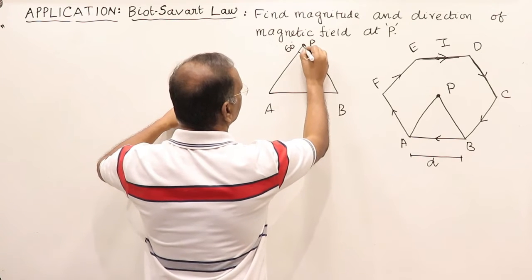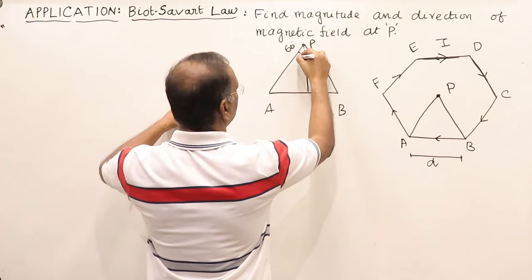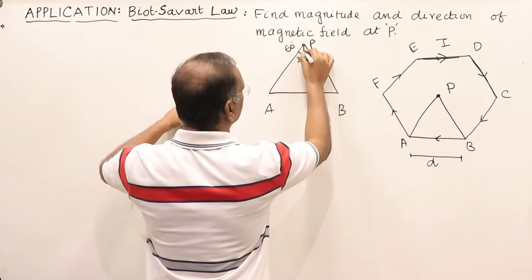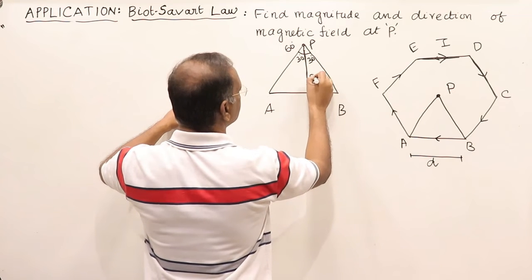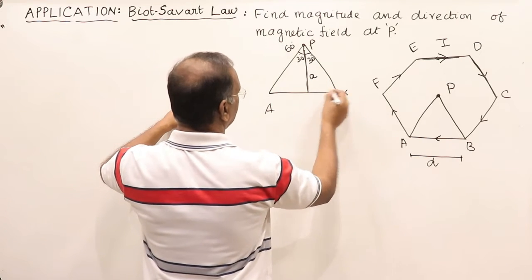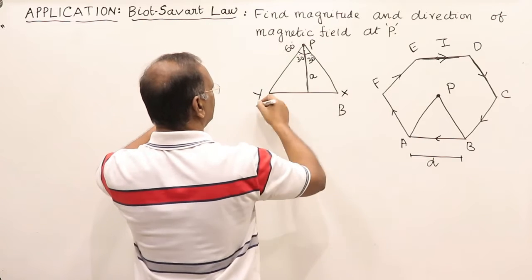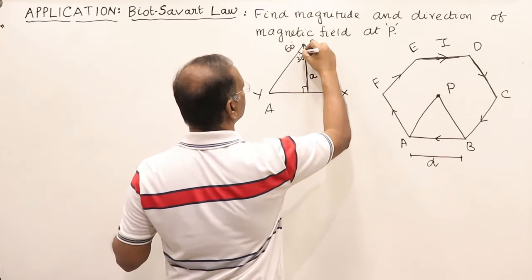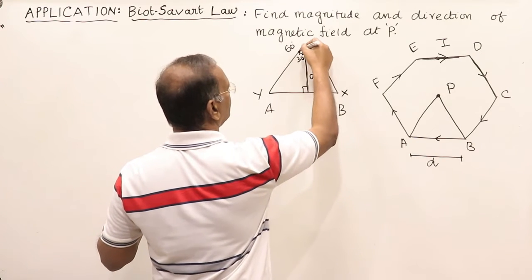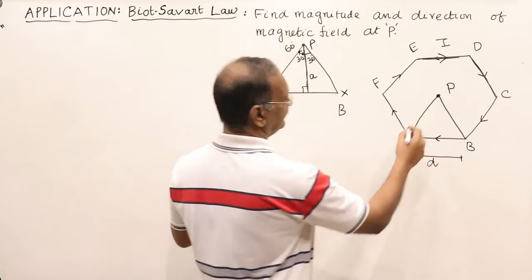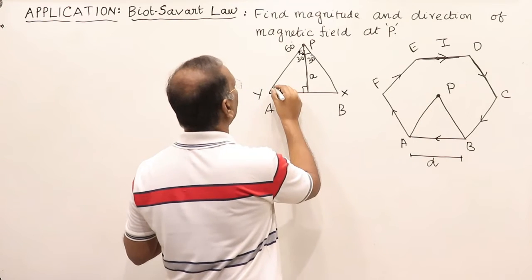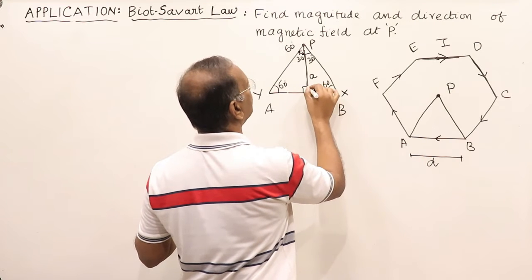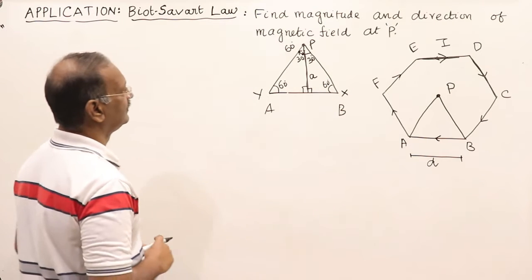So if we bisect, this will be 30 degrees and this will be 30 degrees. This is the perpendicular distance, which we can call A. This is the X side and this is the Y side. With this point we join this, and this is 90 degrees. This portion is 30 because the total is 60. So when bisected, this will be 60, this is 90, and this will be 60 degrees, and this will be 60 degrees, this is 90 degrees. So now we got this figure.